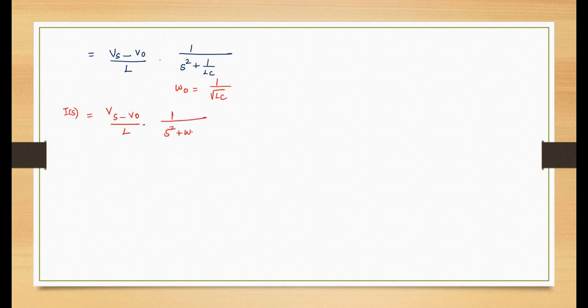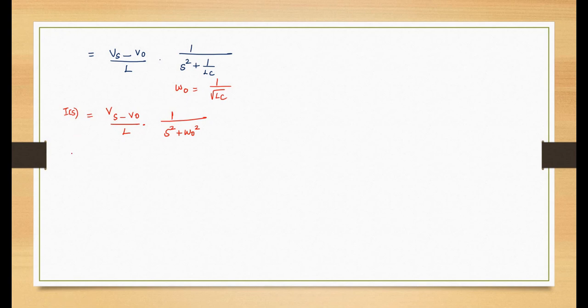So what is the next step? Next step is (Vs minus V0) by L into 1 divided by S square plus 1 by LC. What is 1 by root LC? That is equal to angular frequency omega naught, that is otherwise known as resonant frequency, 1 by root LC. So this is I of S, (Vs minus V0) by L, then have to substitute S square plus omega naught square.